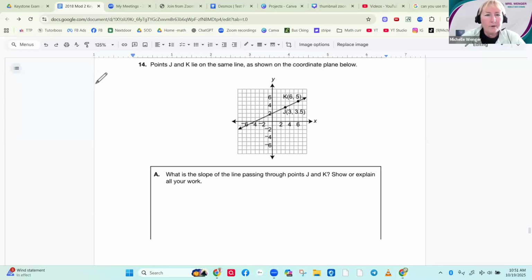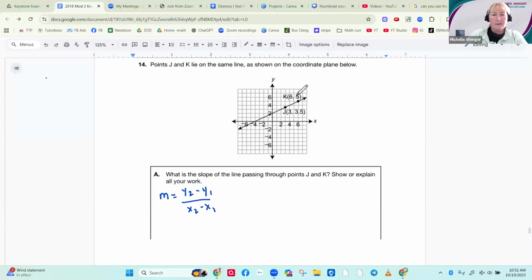Okay, so they give you a graph and they show you the points J and K that lie on the same line. Okay, so your first question here is, what's the slope of the line that passes through points J and K? Either show your work or explain. I think the easiest thing is to use the slope formula. So your slope formula is m equals y2 minus y1 over x2 minus x1.